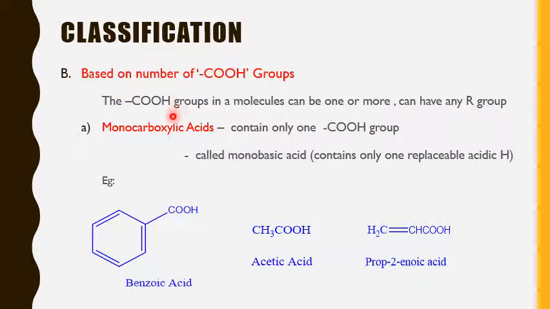We are mainly concentrating on the number of COOH groups, not the type of hydrocarbon. Since the classification of hydrocarbon is already done, it is over. Since we are more focused on the number of COOH groups, we can have any type of R group attached to the COOH. It could be aromatic, aliphatic, saturated, unsaturated, hetero, whatever it may be. So it can have any type of R, but the focus goes on the number of COOH groups present in this. So if the molecule contains only one carboxylic acid functional group, then it is called mono.